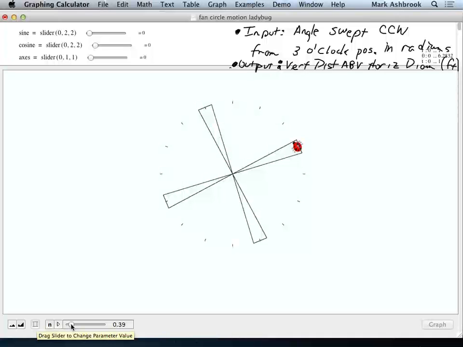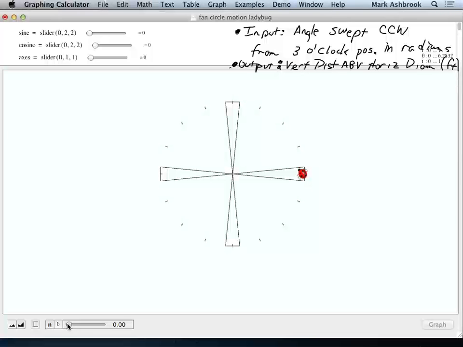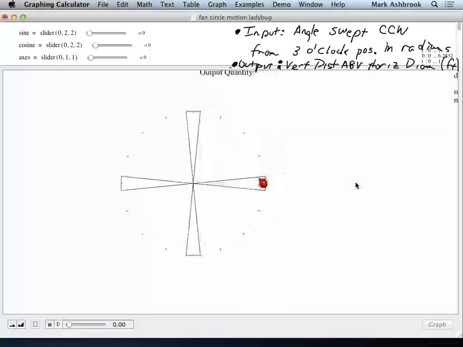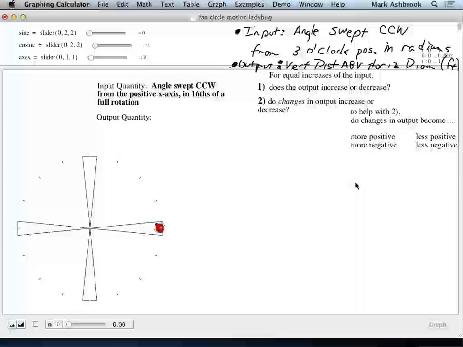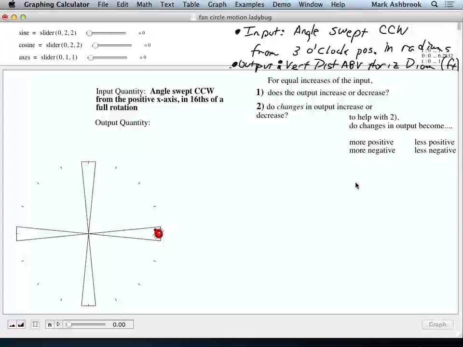Does anybody remember what questions we're going to ask? What's the first question we ask? Any volunteers? For each equal change in x, what is the change in output? So is it positive or negative, right? Question 1 is how does the output increase or decrease? So for a change in input, what does the output do? Does it go up? Does it stay the same, or does it go down? Okay, that's our first question.